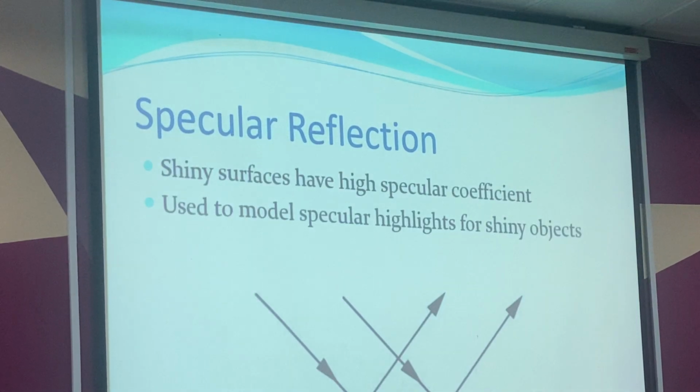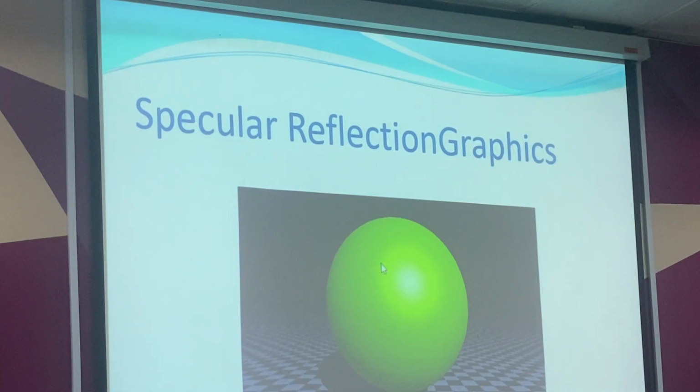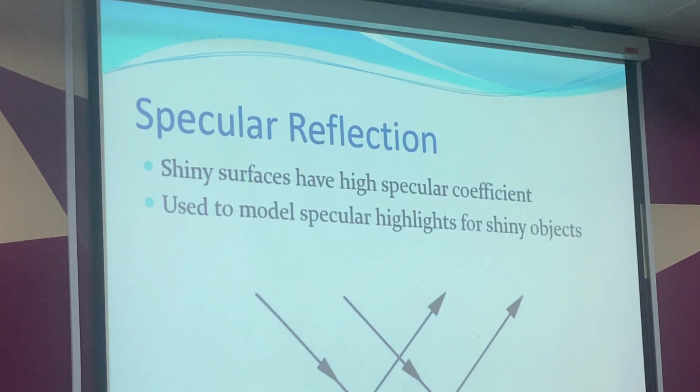But what happens here, because it is an extremely shiny surface, you see this part, this is where the specular light happens. It is extremely shiny, fully reflecting, so the coefficient value is very high. A shiny surface has a high specular coefficient, so it is used to model the specular highlights for shiny objects. You can see it totally reflects, smooth and reflects out.